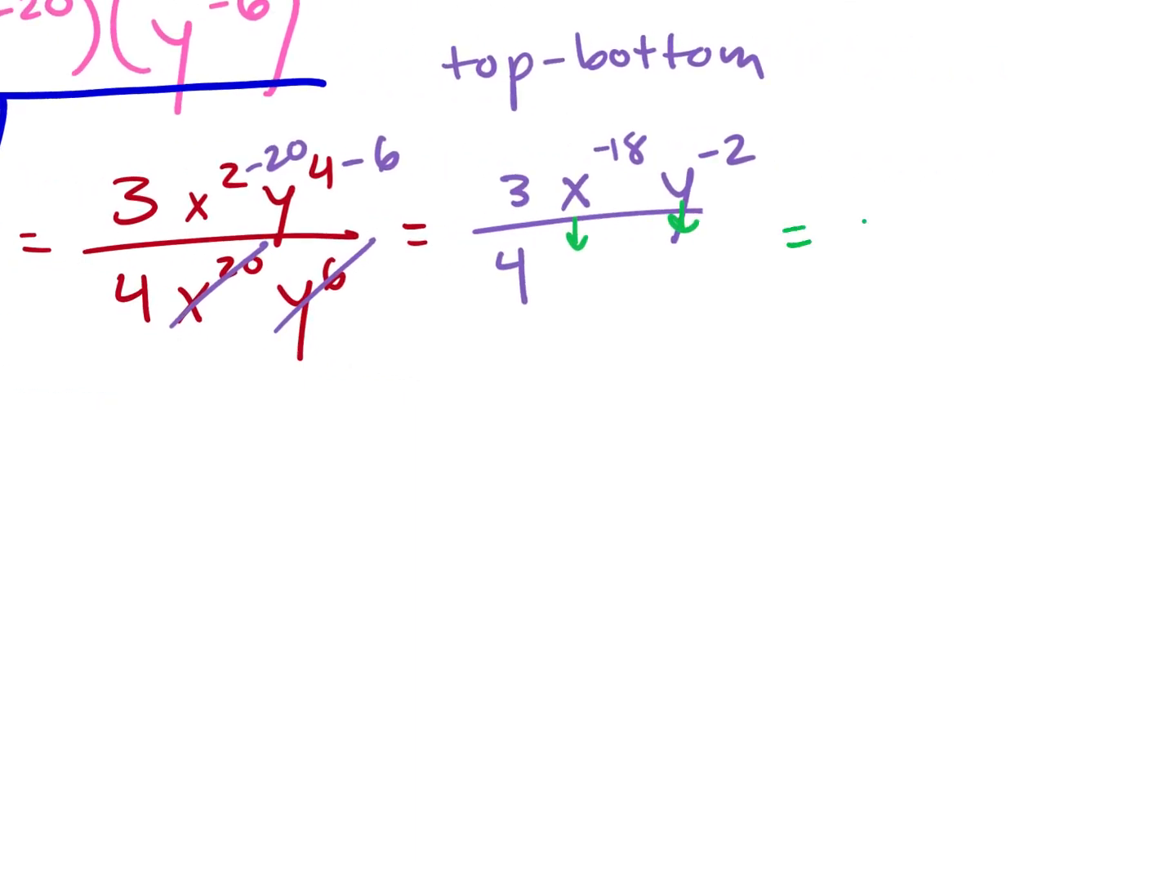So what stays on the top? 3. And then what's going to go on the bottom? X to the 18, y squared, but what else? 4. So that 4 was already on the bottom, so we just leave it on the bottom and move the x and y to the bottom.